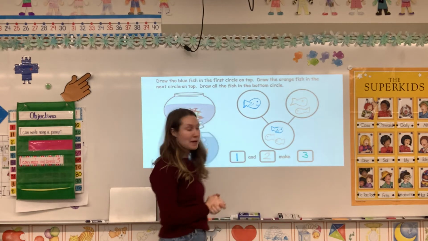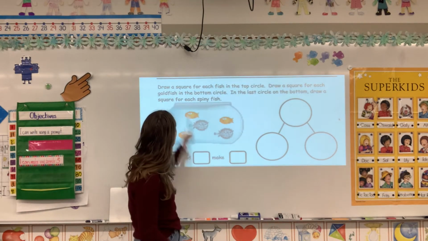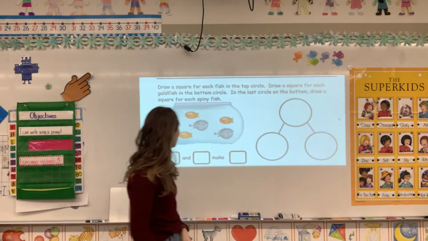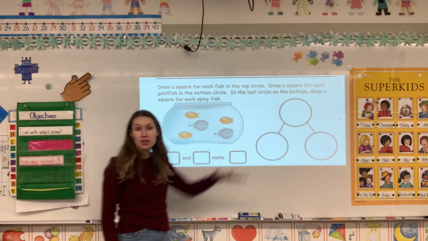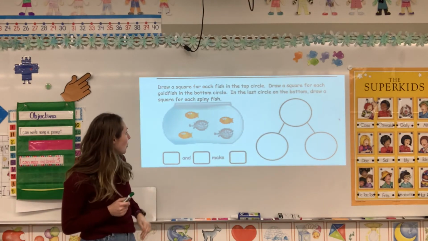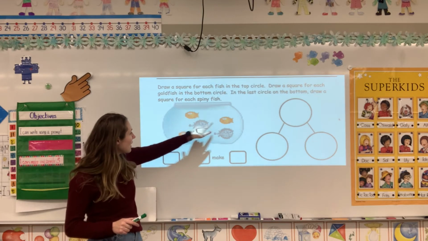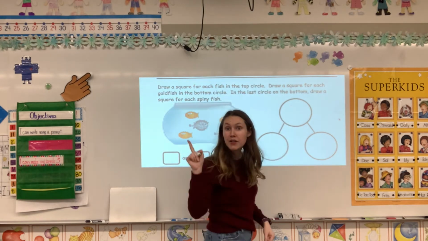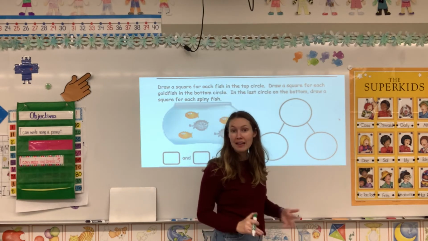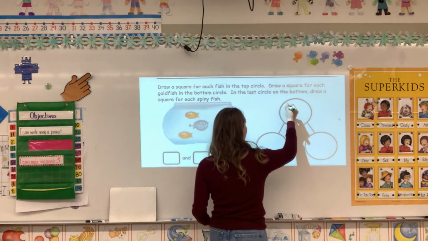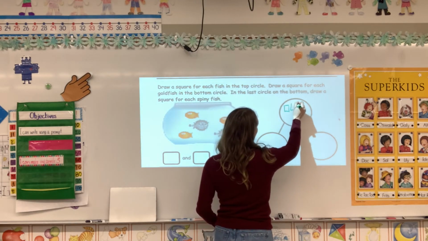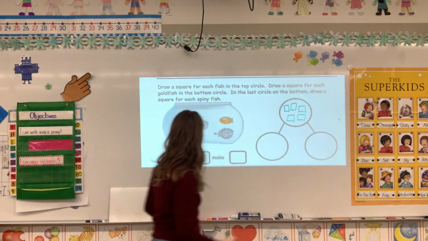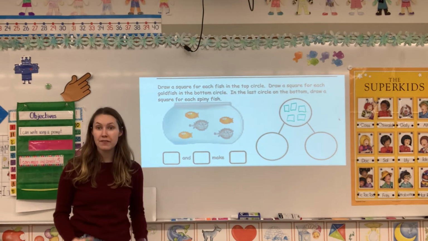Okay, let's look at another one. This time it says, draw a square for each fish in the top circle. So in our top circle, we're going to draw a square for every fish that's in the bowl. I see 1, 2, 3, 4, 5 fish in the bowl, so I'm going to draw 5 squares. And you can do this on your number bond mat. You don't need to use your new mat yet. You can still use your old number bond mat. 1, 2, 3, 4, 5. Okay, so I drew a square for each circle.